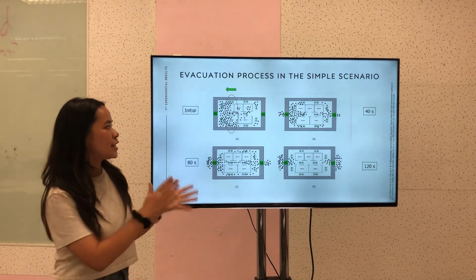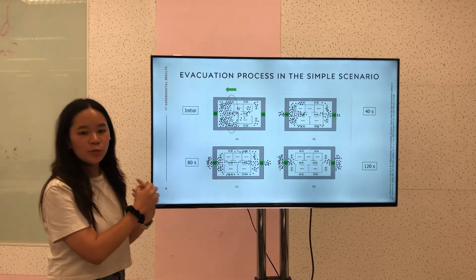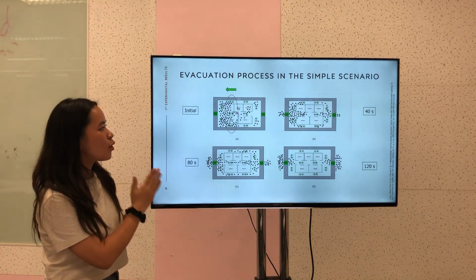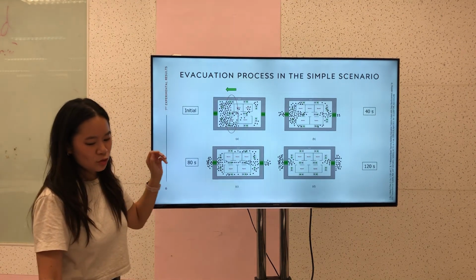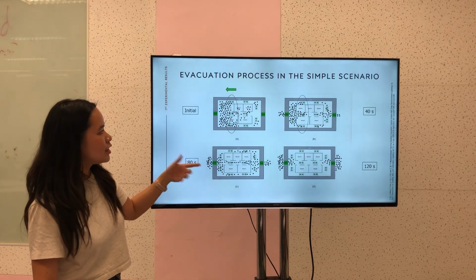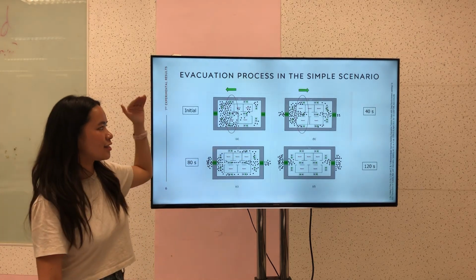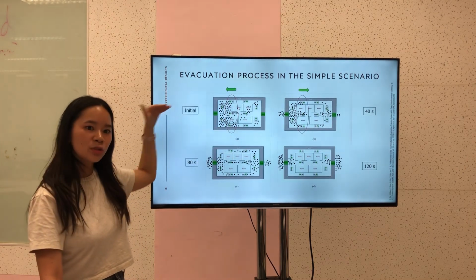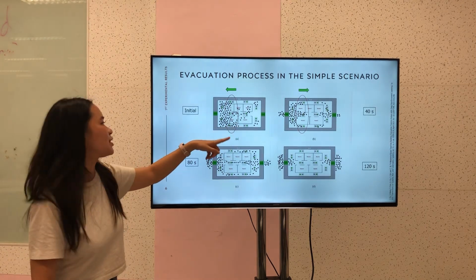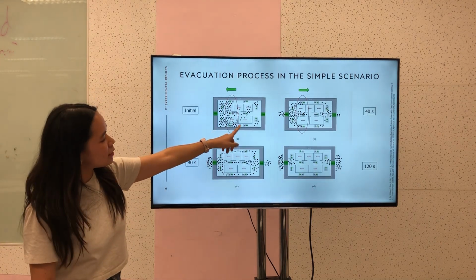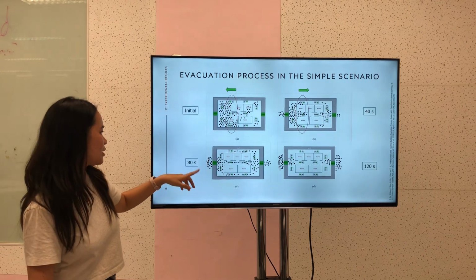After a while, the agent learned that okay, exit 1 is really crowded. So if you go to exit 1, you won't get a better reward. So over there, it changed the sign. If you are in that area, you should go to exit 2 instead. Okay, so you can see that some people already go to exit 2.